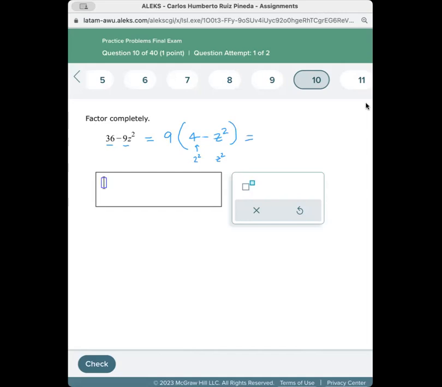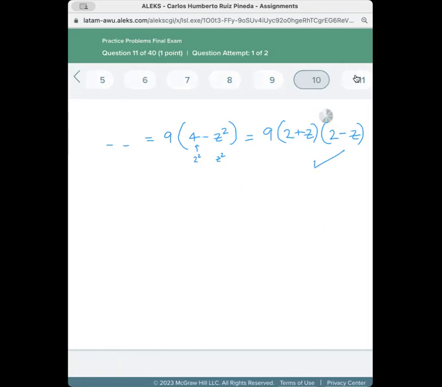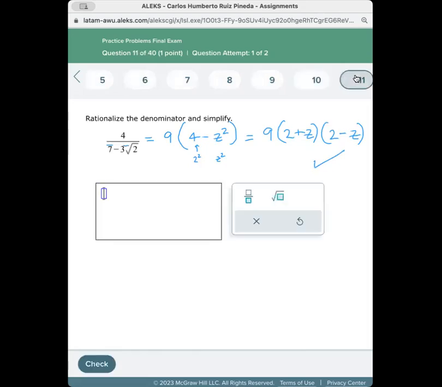So we're going to use two conjugate binomials, right? One of them will have 2 plus z, and the other 2 minus z. And we are super done. We have factored completely.